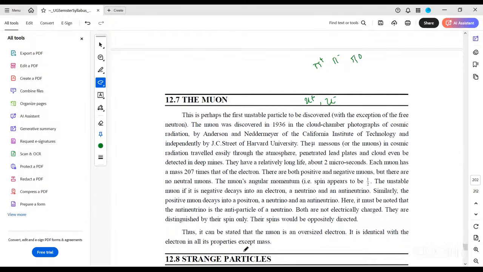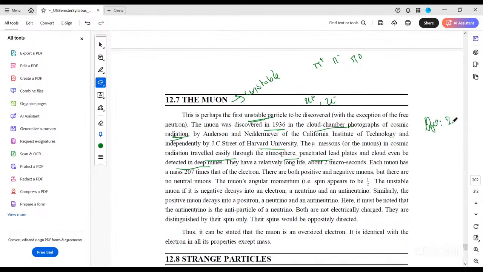Are these muons stable or unstable? These muons are unstable particles. First point: these muons are produced in a cloud chamber photographic cosmic radiation law. These are produced in Harvard University. When cosmic rays travel through the atmosphere, they penetrate and are detected in deep mines. What is its lifetime?